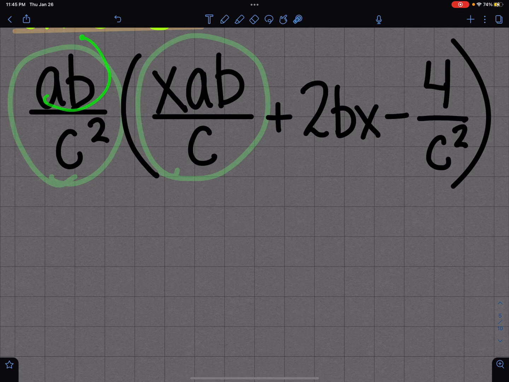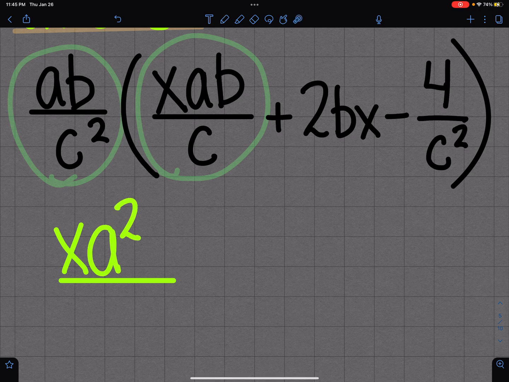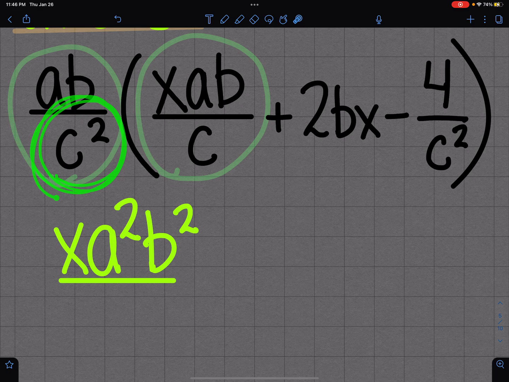Let's start with the numerators. AB times XAB. I'm going to put that X there first. Now, how many A's do I have? I've got 1 A here, 1 A here. So that means I have 2 A's, A squared. How many B's do I have? I have 1 B here, 1 B here, so that means I have 2 B's, B squared. What about the bottom? Let's do the denominator. I've got a C squared, so 2 C's here and 1 C here. That makes C cubed.